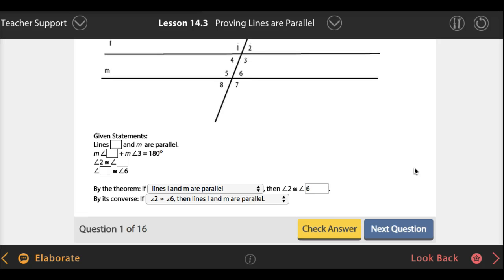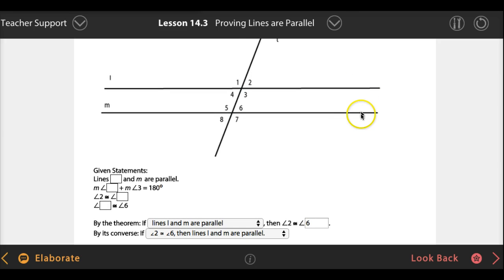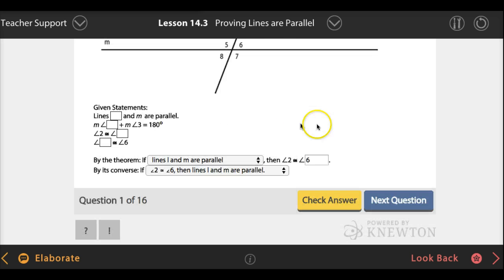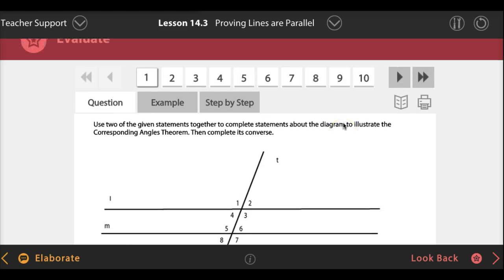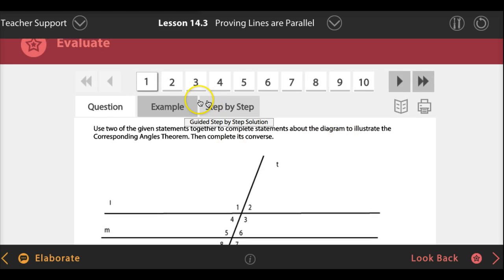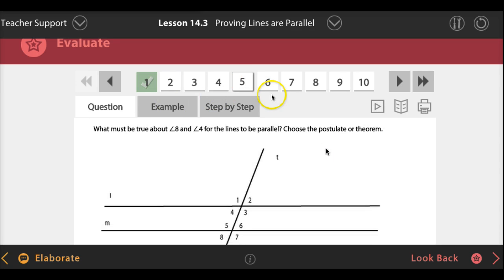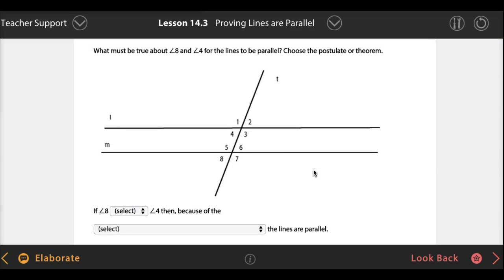The converse basically means you don't know if these two lines are parallel or not, but because we know that angles 2 and 6 measure the same, that proves to us that lines L and M are parallel to each other. So let's check the answer. That's correct. Sorry for wasting a little bit of your time over there. So some basic things like that.